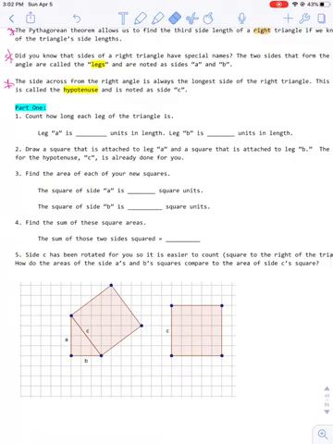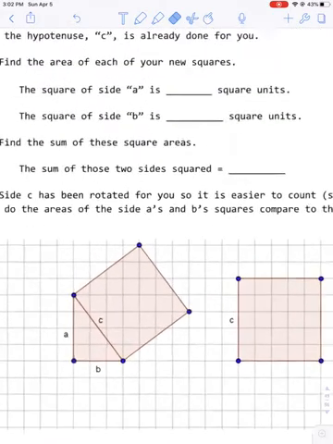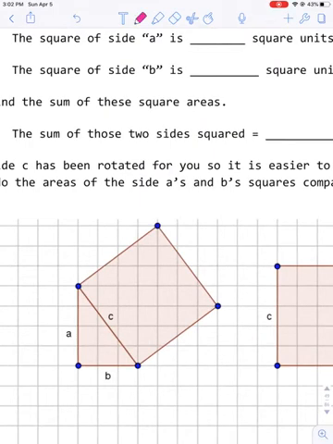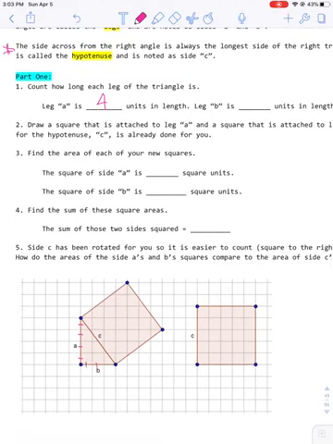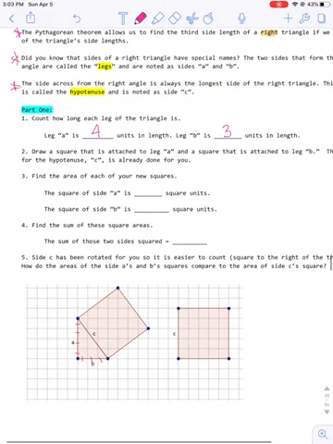All right, hopefully you're ready for me to go over it. If we take a look at the picture at the bottom, number 1 says to count how long each leg of the triangle is. For A, I like to count the spaces between the lines. I think that's the easiest way to count something like this. A is 4 units. B is 1, 2, 3 units.